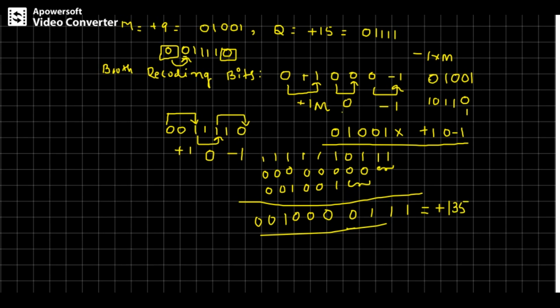We'll get the final product as plus 135. So now in the problem itself we can observe that if you are multiplying 9 into 15 using Booth algorithm, obviously there will be 6 partial products. So there will be total 6 partial products. But in the case of fast multiplication, by considering bit pair recoding method, we can observe that we are having only 3 partial products. So that we can reduce the actual number of additions by 2, that is 6 by 2 is equal to 3.